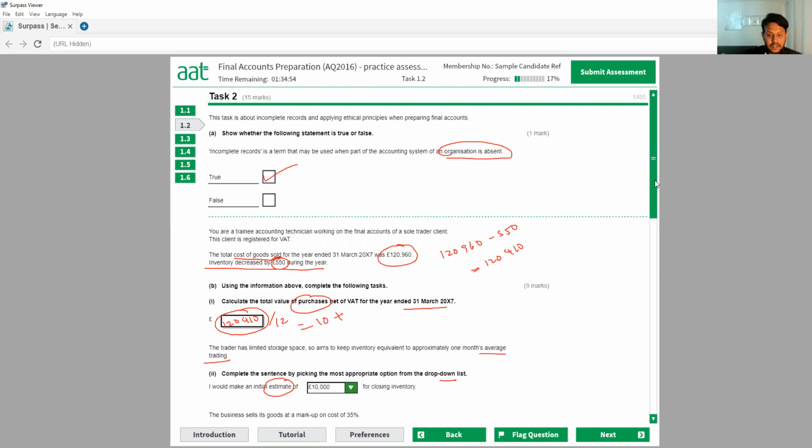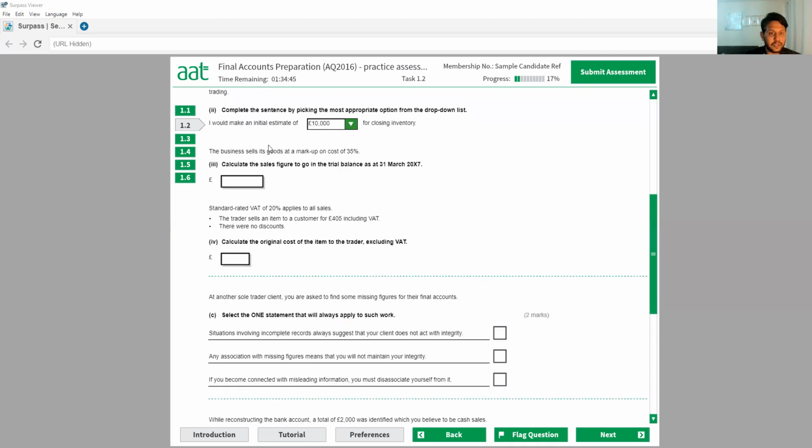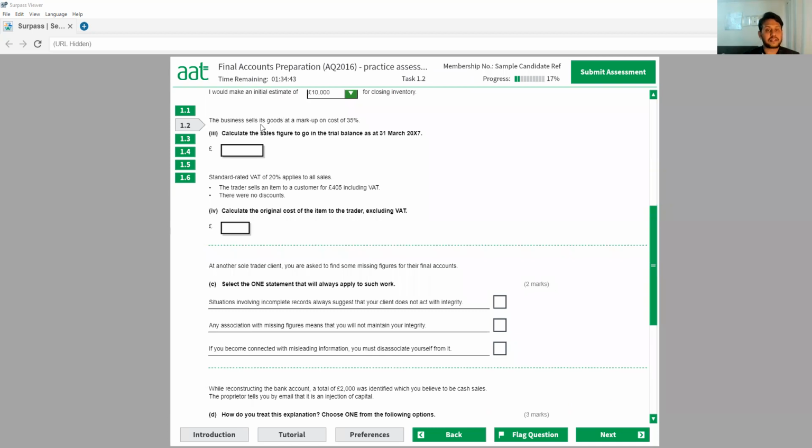All right, let's have a look at the next one. The next one we have here is for markup and margin. The business sells its goods at a markup on cost of 35%. So basically the markup is 35%.